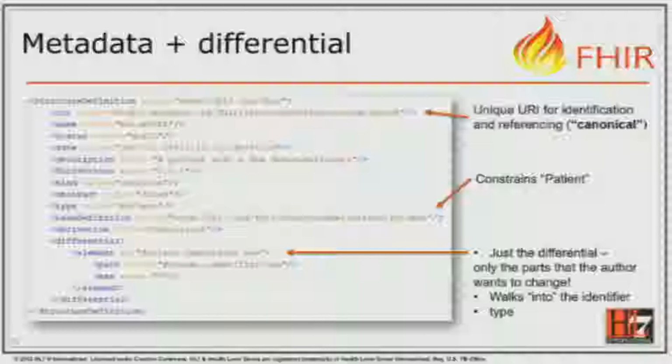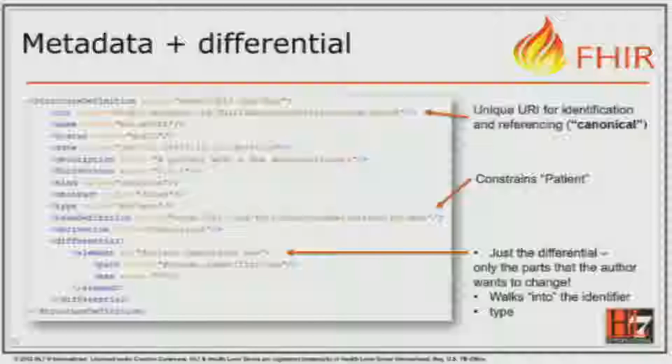So this structure definition is defining a difference from the base patient: patient.identifier.use. And the only change I'm making is setting its max to 0, which effectively says that if an instance is valid according to this structure definition, patient.identifier cannot use an element called use, because I have set the maximum cardinality to 0. So you're effectively crossing out that element.